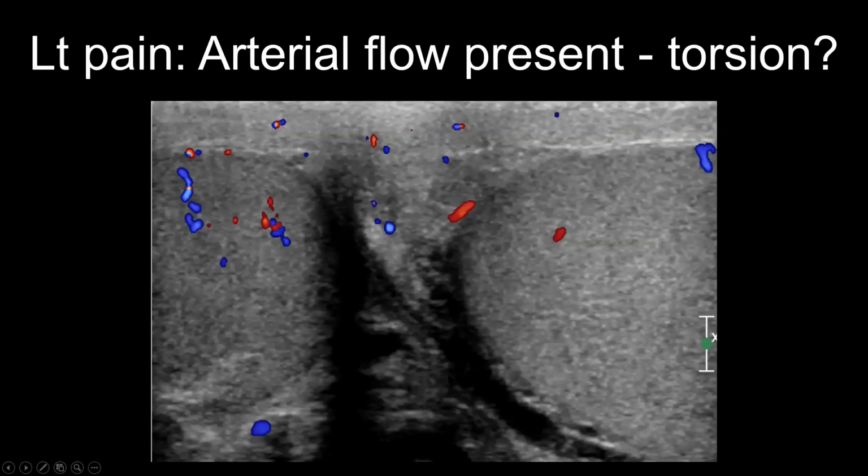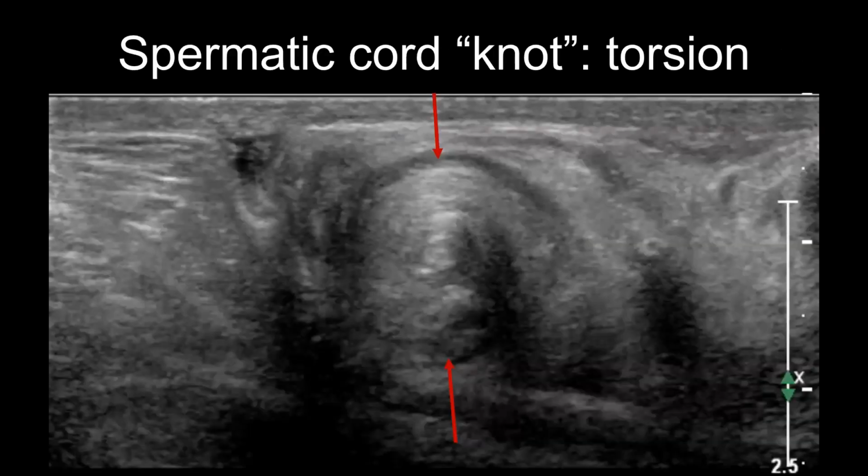And what did we do next? We went up to look for the spermatic cord knot, and we found it. So this is where it's actually twisted. And this patient did go to the OR and had left testicular torsion that was salvaged.